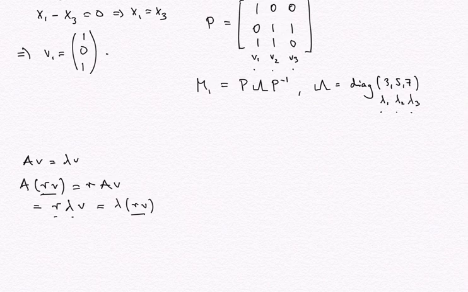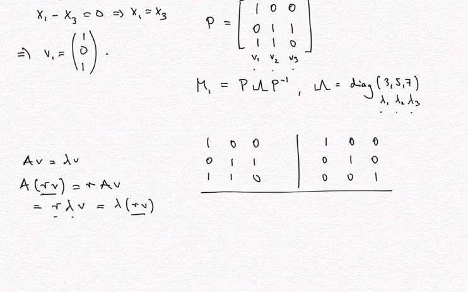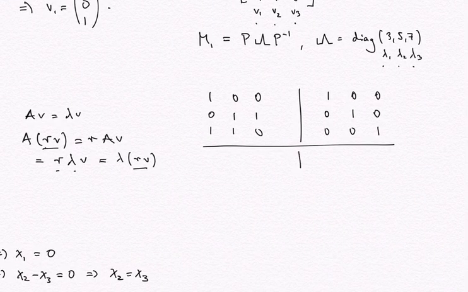We do this in longhand, as we learned. 1, 0, 1, 0, 1, 1, 0, 1, 0. And we write an identity on the right-hand side. And now we go ahead and row reduce until we have an identity on the left-hand side.